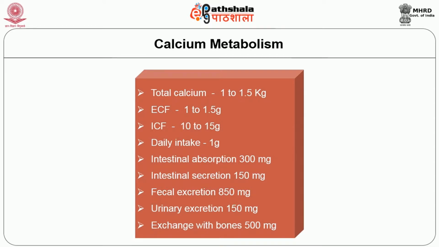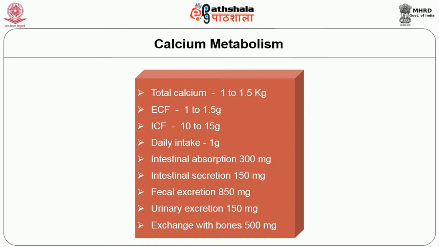Regarding calcium metabolism, the total calcium in the human body is 1 to 1.5 kilograms, and in the extracellular fluid it is 1 to 1.5 grams, and in the intracellular fluid it is 10 to 15 grams. The normal daily dietary intake of calcium is 1 gram, out of which the intestine absorbs 300 milligrams. At the same time, the intestine also secretes 150 milligrams of calcium. The fecal excretion of calcium is 850 milligrams, and in the urine, 150 milligrams of calcium is excreted.